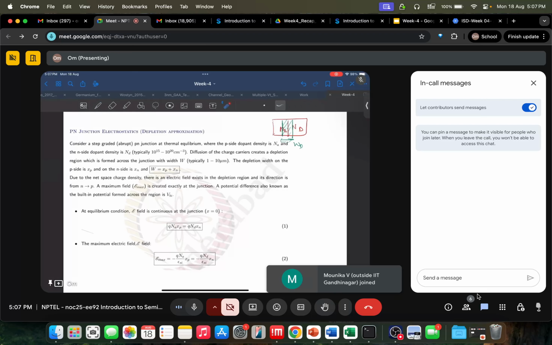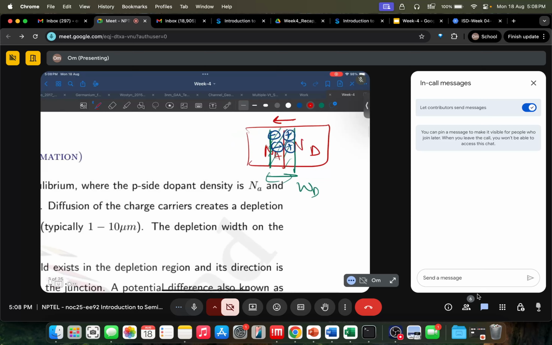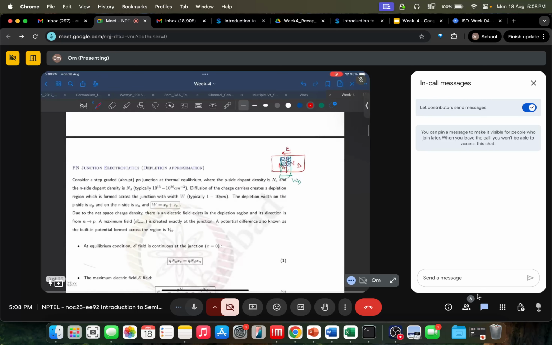And the depletion region on the P side is XP and on the N side is XN. Here it's XP, here it's XN. Due to the net space charge density, an electric field exists in the depletion region. So since here you would have positive charge, here negative charge, there will be a net electric field in the depletion region. Its direction is from N to P, as shown here.